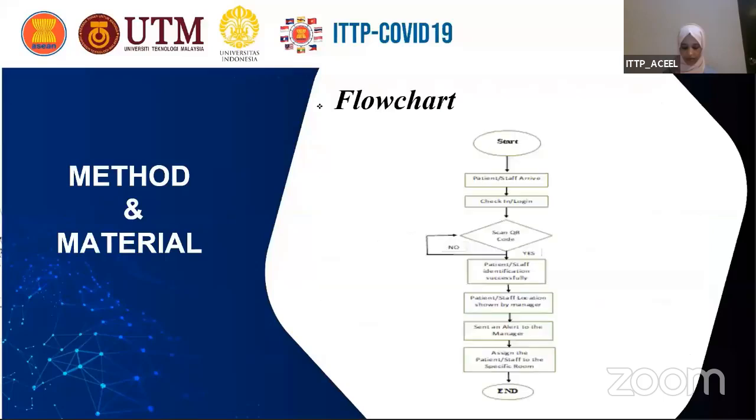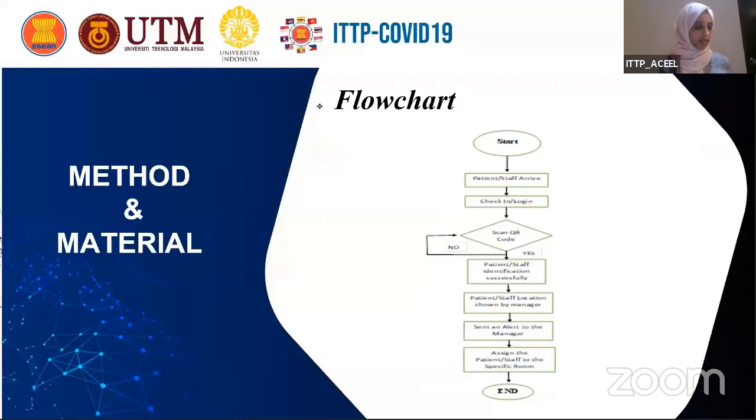Next, this is a flow chart of our project. Firstly, we start. After that, the patient or staff arrive, then check in and log in to the application. After that, we scan the QR code. If it's working, it goes to the patient or staff identification successfully. If not, they have to scan again until they access successfully. After that, the patient or staff location is shown by the mapping to the manager, then an alert is sent to the manager that the patient or staff is already inside the hospital. After that, they assign the patient or staff to the specific room, then the end.